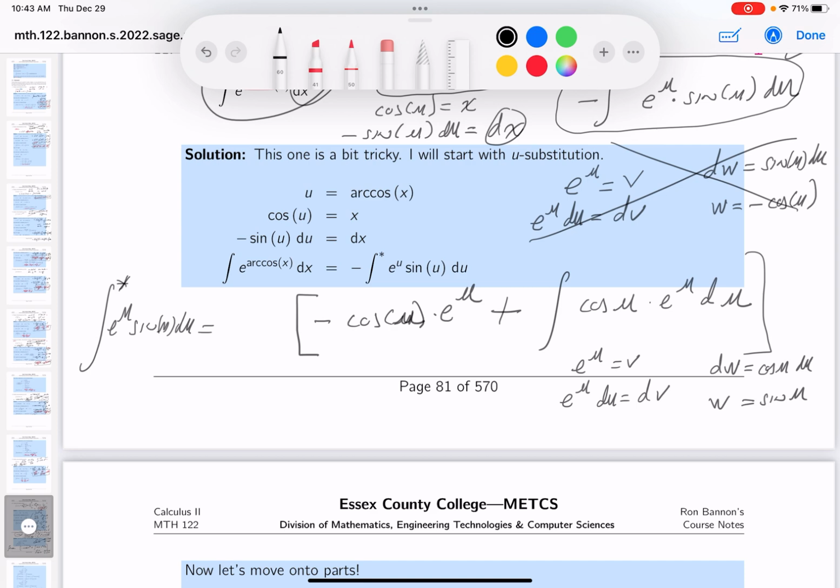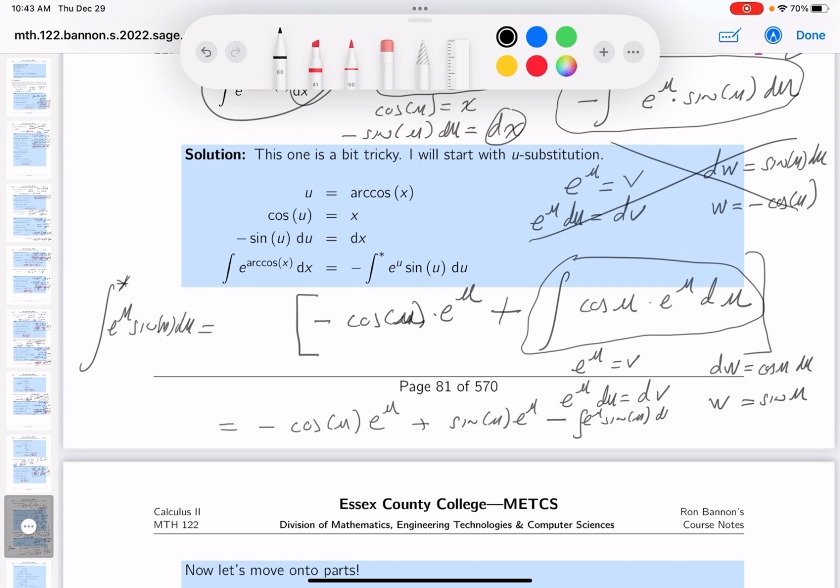Well, it's getting complicated, isn't it? Let's write this over again. So what are we going to get? We're going to get minus cosine of u e to the u plus, I'm doing this now. What are you going to get? You're going to get sine u e to the u, minus an integration, and that integration is going to be sine of u e to the u du.